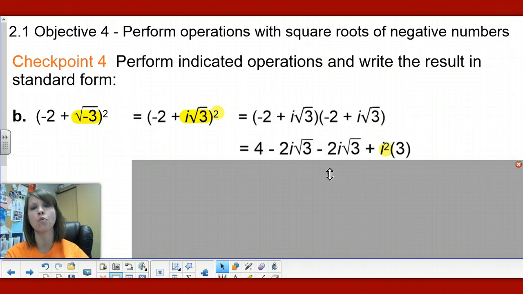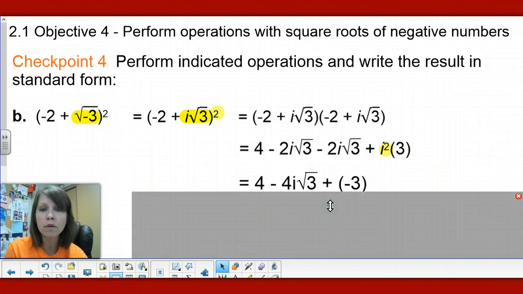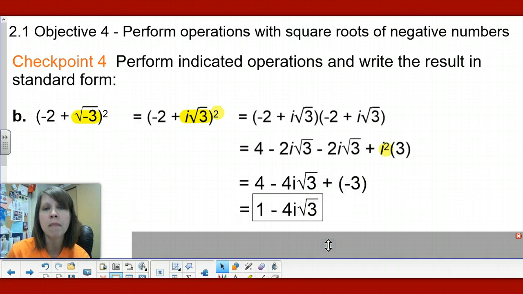Okay, so we're going to fix a couple things and we'll be done with this one. 4 minus 4i radical 3 and then plus -3. The -3 comes from -1 times 3. And so 1 minus 4i radical 3. We really do want to write it in this way with the real part first, the 1, and the imaginary part second, the 4 radical 3. And that's to keep it in that a plus bi standard form.